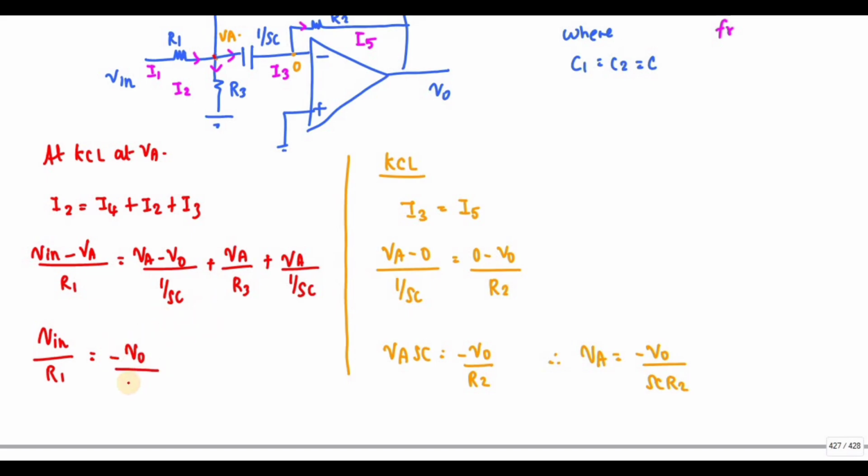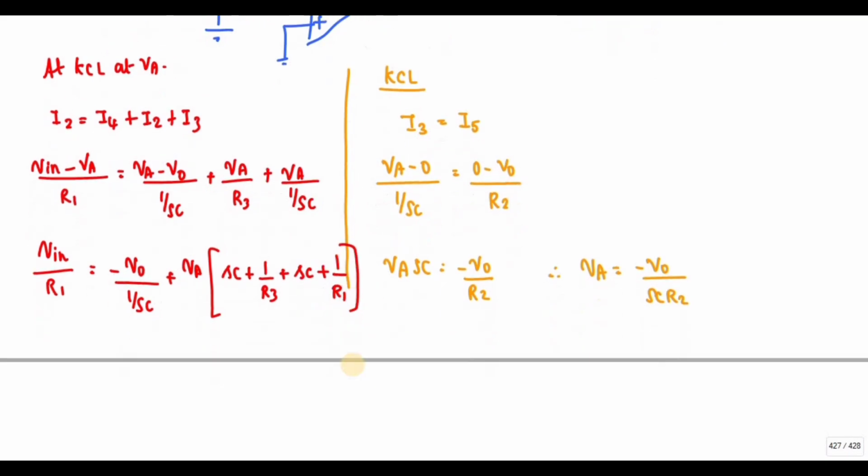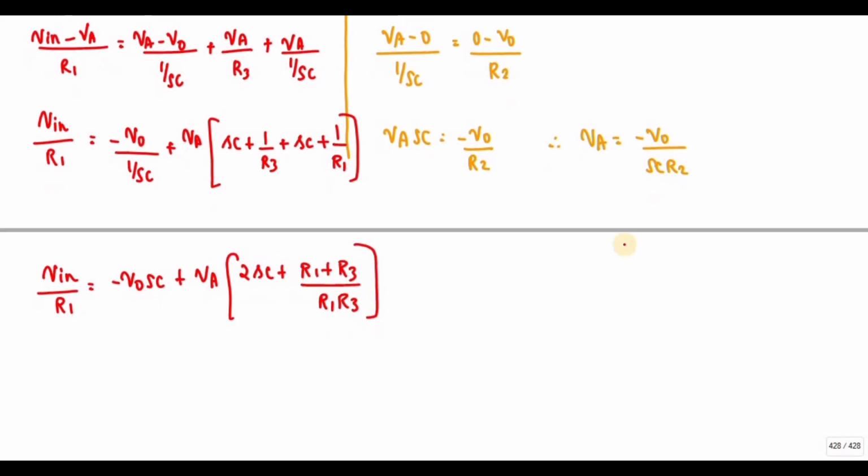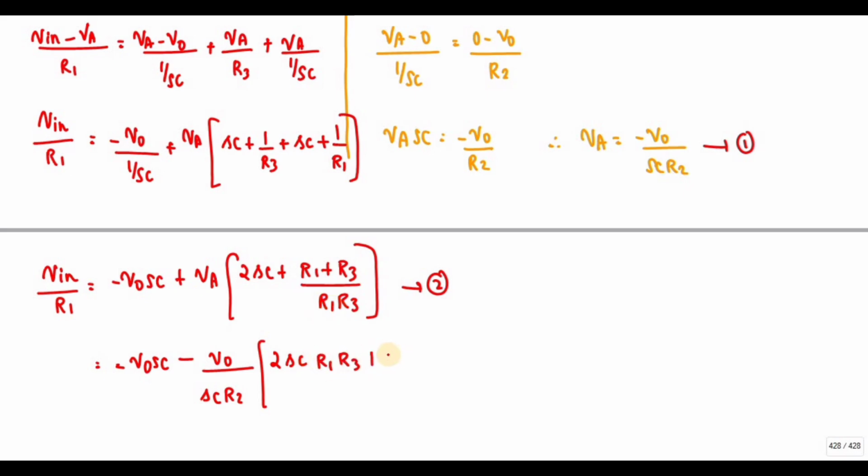if I take V0 common, I will get like this, plus if I take VA common, I will get SC plus 1 divided by R3 plus SC. So if I bring this one here, I will get 1 divided by R1. So Vin divided by R1 is equal to V0 SC plus VA into 2SC plus R1 plus R3 divided by R1 R3. Okay. So if I substitute the first equation into the second equation, I can write minus V0 SC minus V0 divided by SC R2 into 2SC. If I multiply this one, I will get R1 R3 divided by R1 plus R3 plus R1 plus R3 divided by R1 R3.